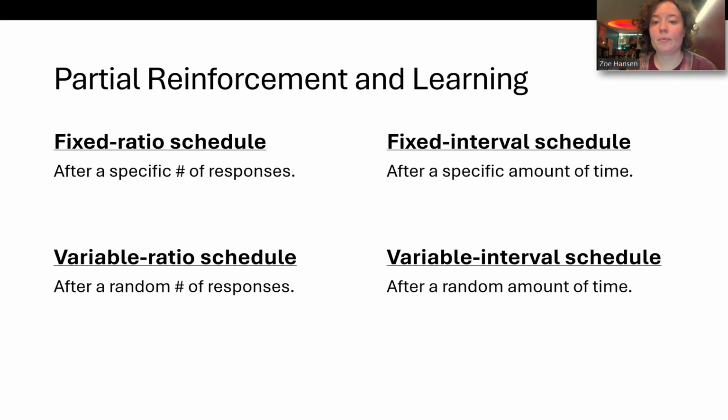So we have our 4 different schedules. Our fixed ratio and variable ratio schedules give you that reward or punishment after a specific or random number of responses, whereas your fixed interval and your variable interval schedules give you that reward or punishment after a specific or random amount of time.